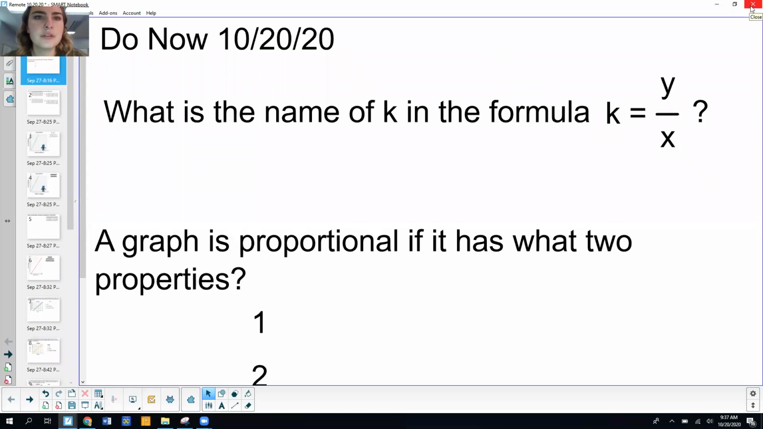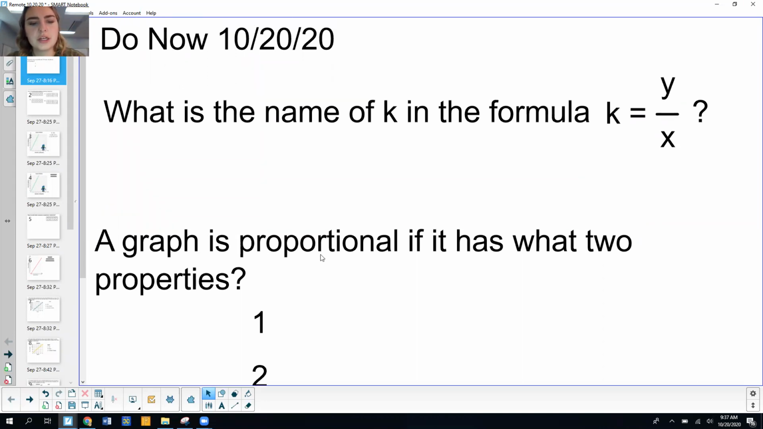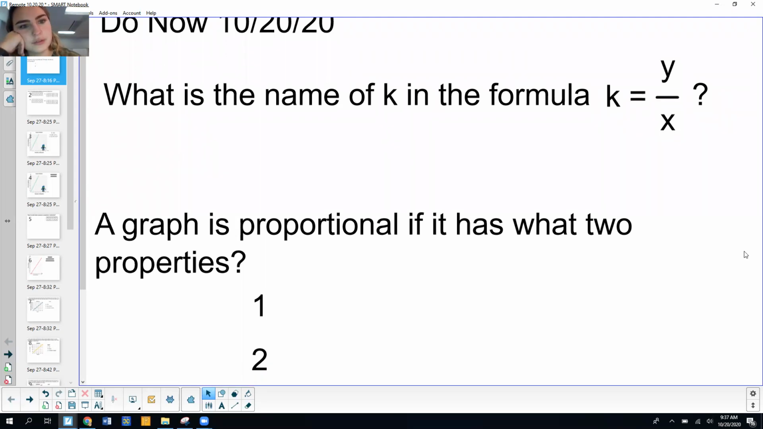Today is the 20th. It's Tuesday, and we are going to go over a little bit of what we did yesterday and work on some new stuff. If you guys remember, we're starting a new unit called Proportional Relationships. So our do now today is: what is the name of K in the formula K equals Y over X? And the second part says, a graph is proportional if it has what two properties? We talked about this yesterday, so go ahead and think about them for a few seconds and then we'll go over them.